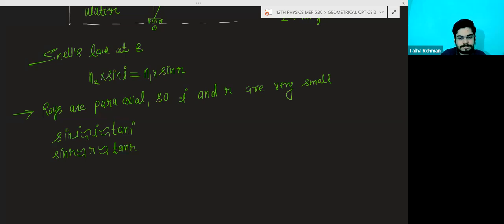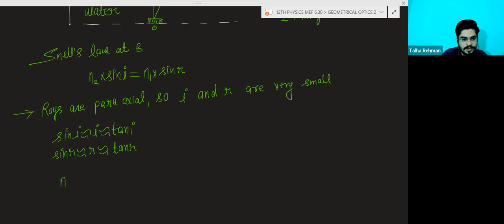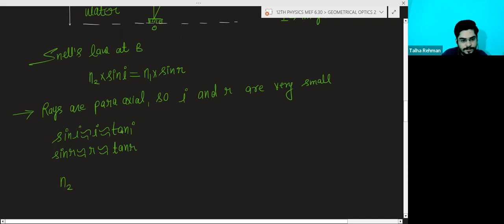So now you can see this equation. Instead of sine I, you can write tan I. So you can write N2 into tan I is equal to N1 into tan R.